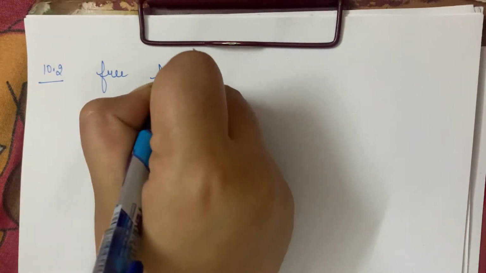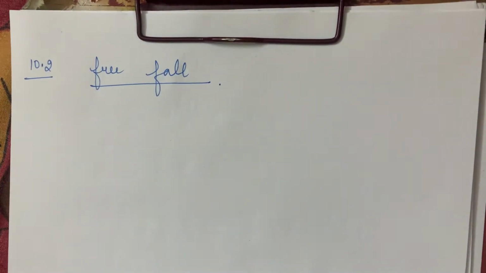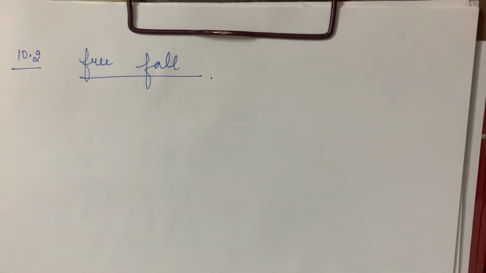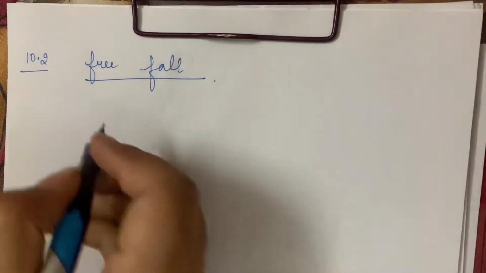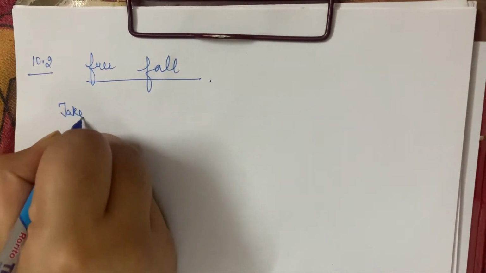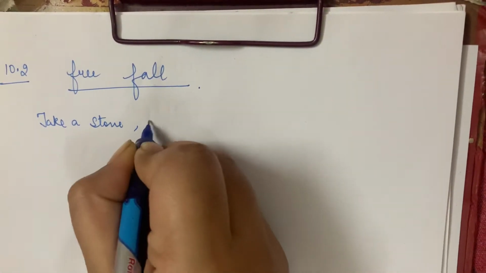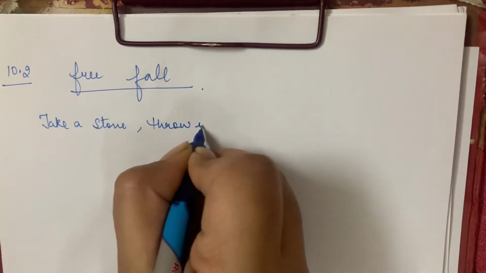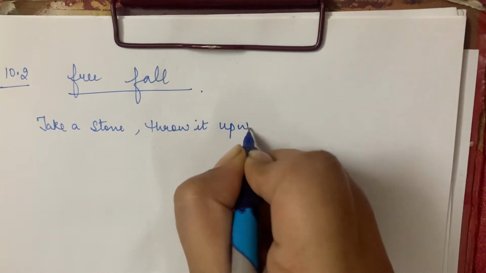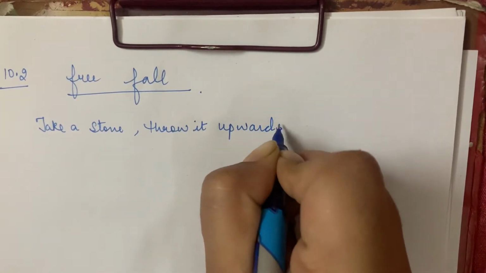Good morning, students. Now let us understand our next topic, that is article number 10.2, free fall. Let us understand this with the help of an activity. You have to take a stone, throw it upward, try to perform it at your home.